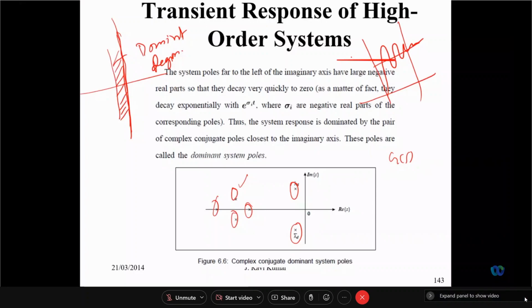Sir, can you once again repeat the definition of a dominant region?